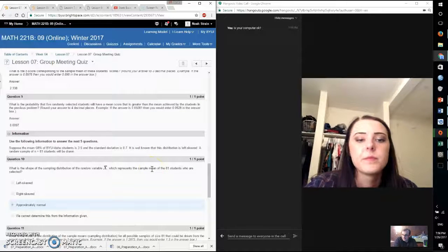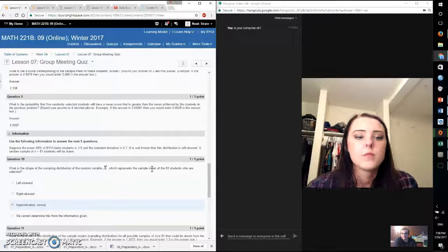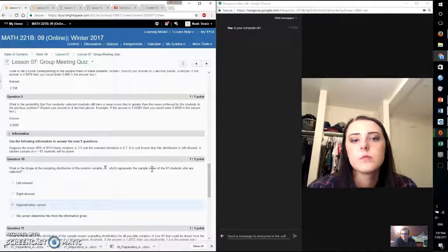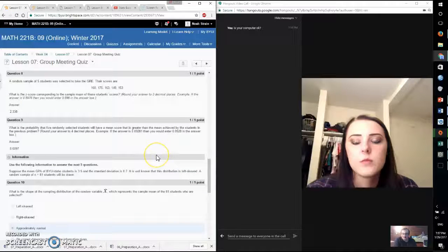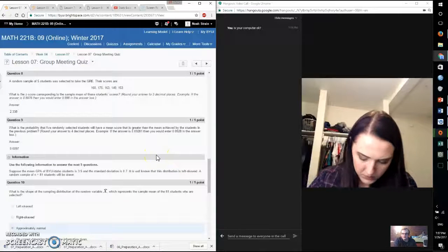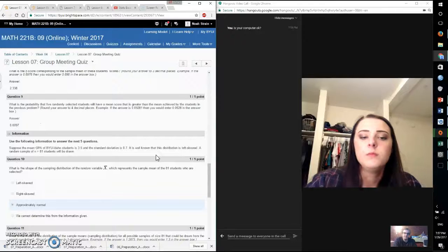So for question 9, it says, what is the probability that 5 randomly selected units will have a mean score that is greater than the mean achieved by students in the previous problem? So, it's the same as in question 7. We just highlight everything to the right of the z-score of 2.338, and we get 0.0097.